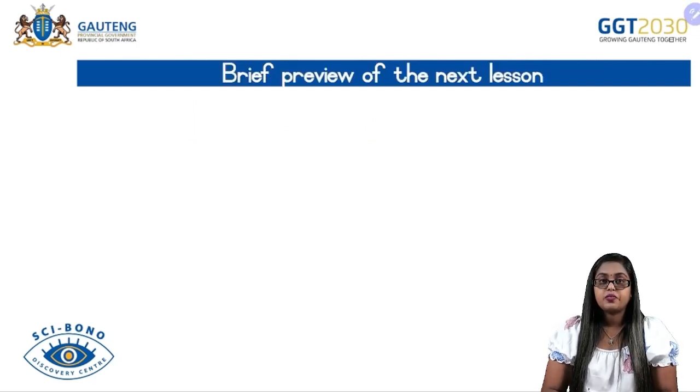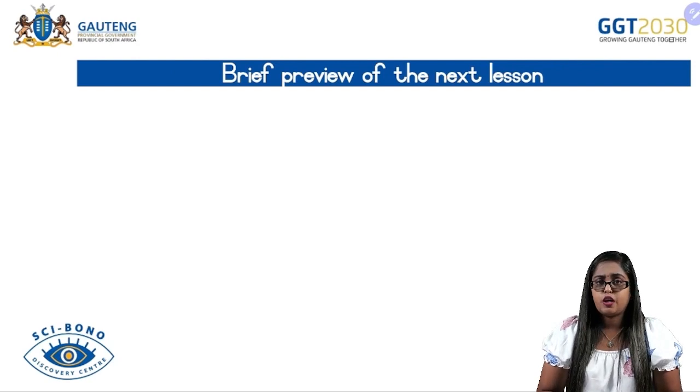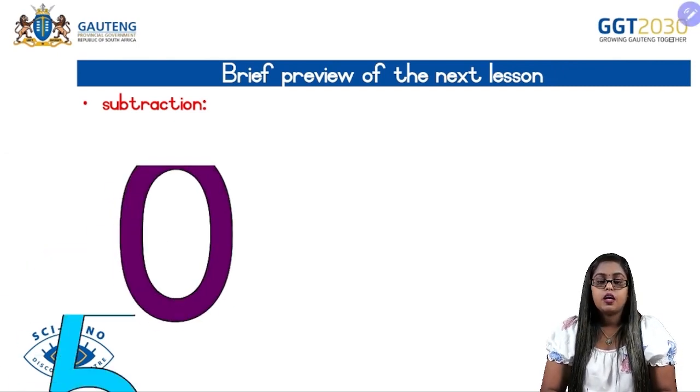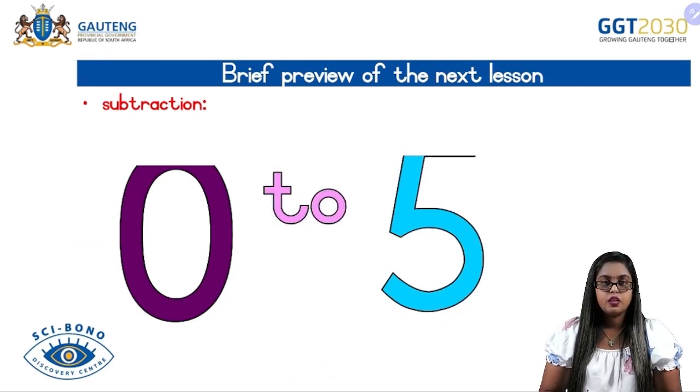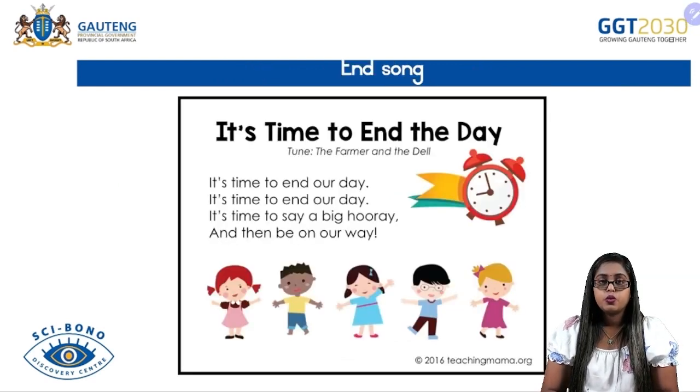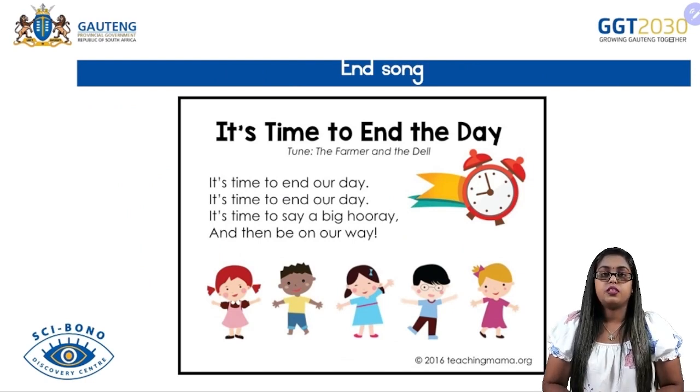Excellent job, well done. So since we have learned addition up until number 5, in our next lesson, we are going to look at subtraction. So we will look at numbers for subtraction from 0 up until the number 5, which should be very, very interesting. When you go home today, make sure you practice your addition sums.